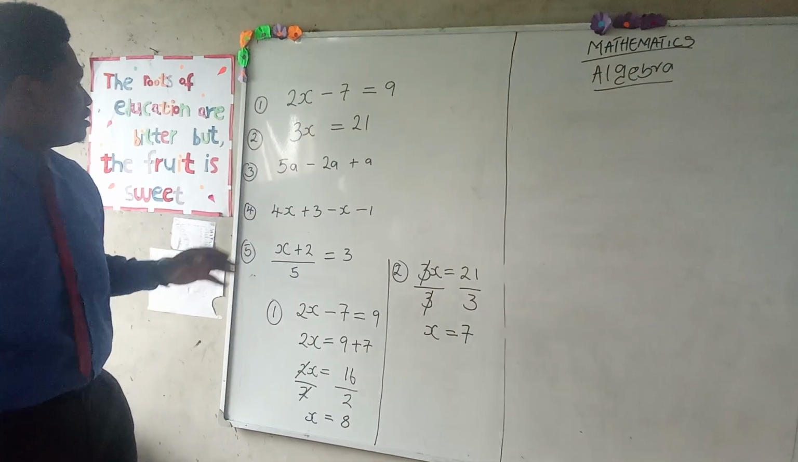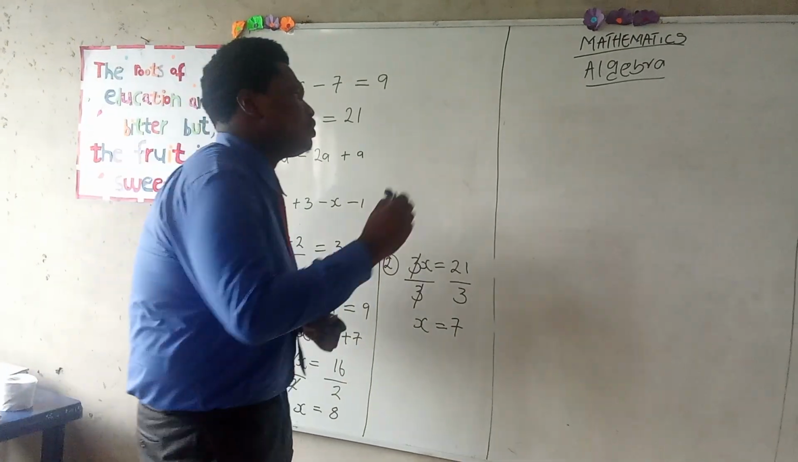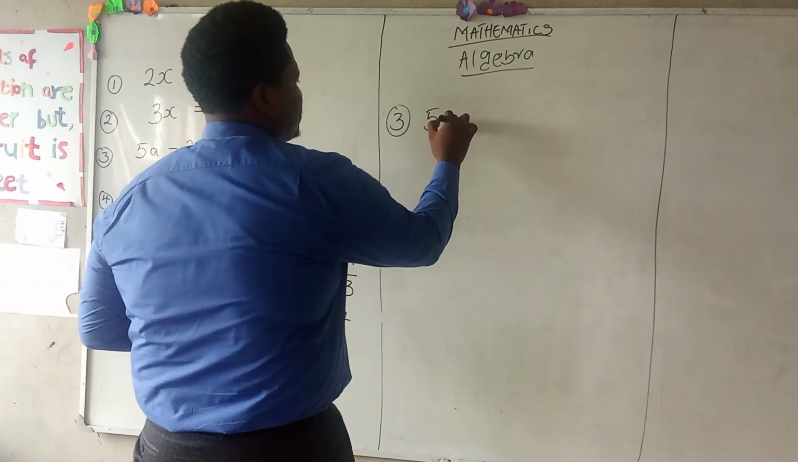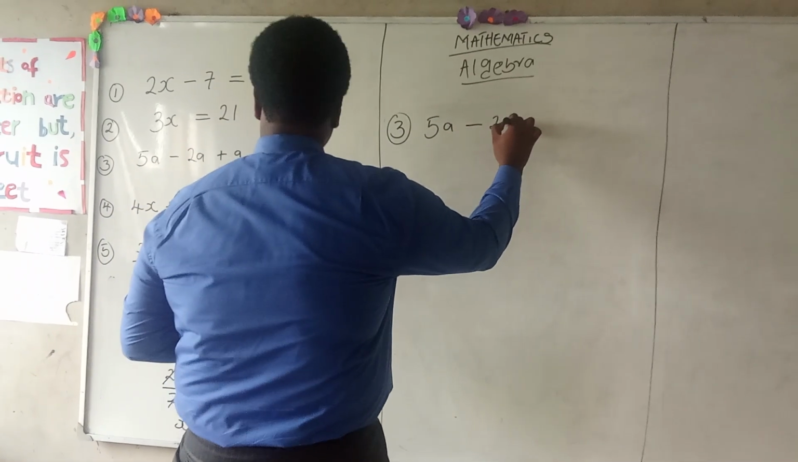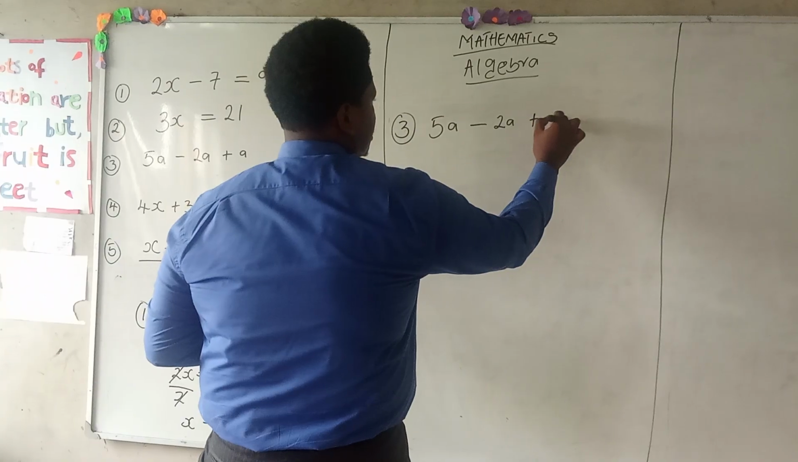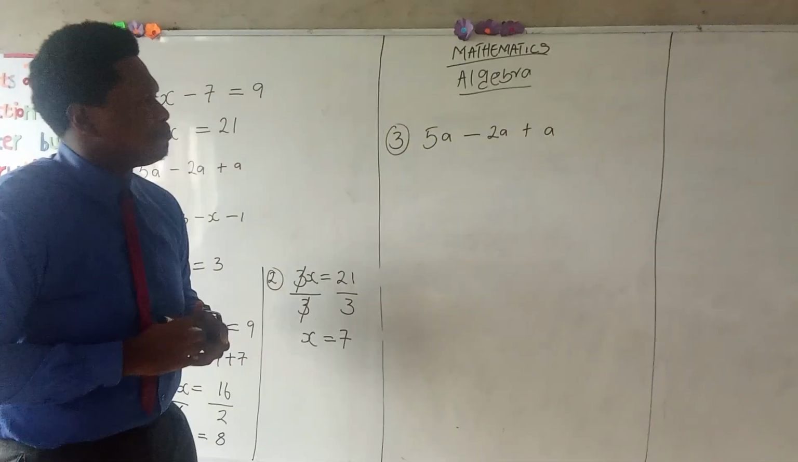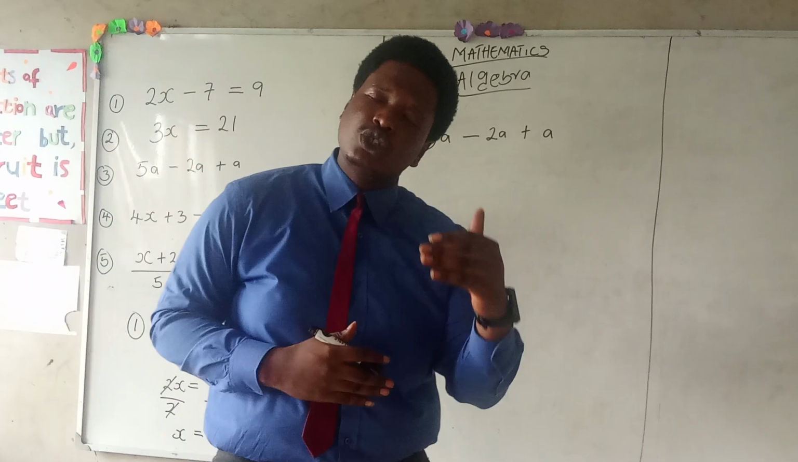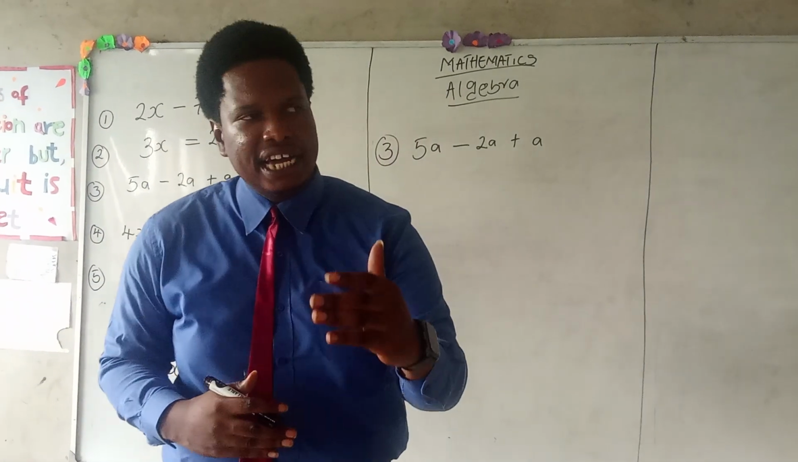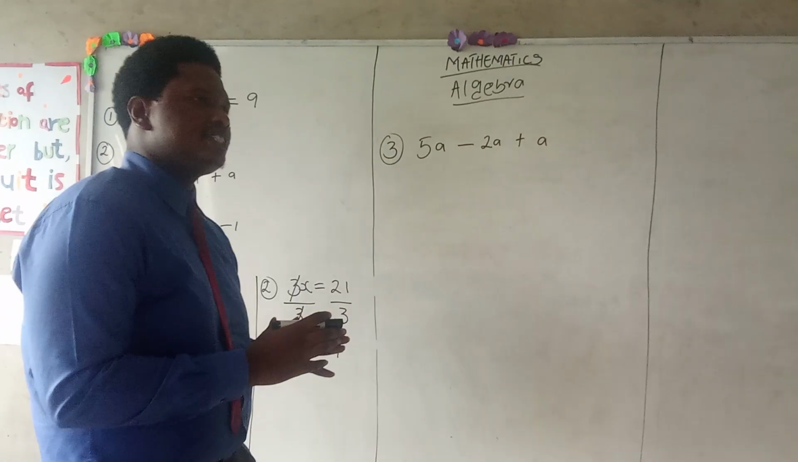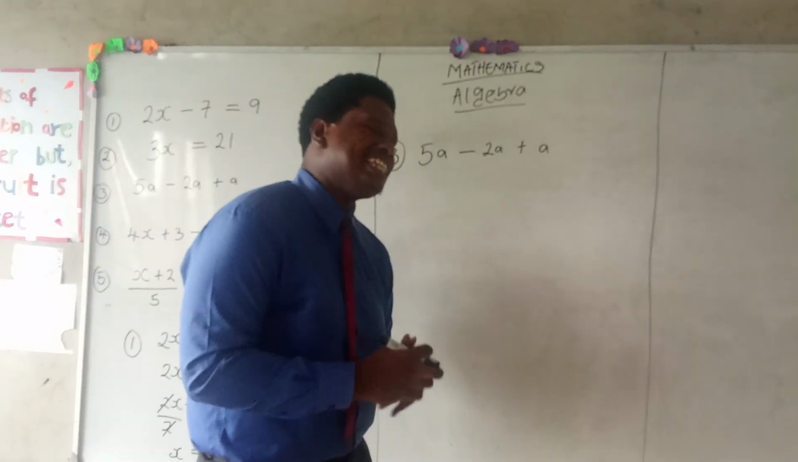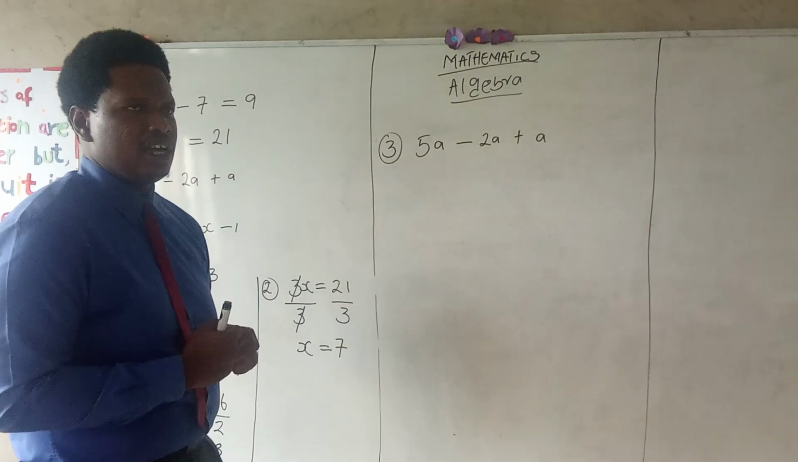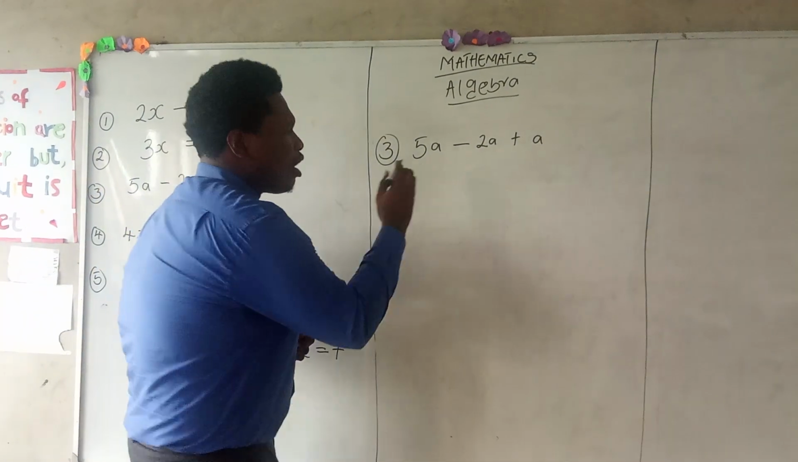Now let's look at example 3. For example 3, we have 5a minus 2a plus a. Before solving this example, I want to establish something. Like I said earlier, at Elite Tutors, we don't rush algebra, we take it step by step. I want to establish that there is a difference between like terms and unlike terms. What do I mean by that?